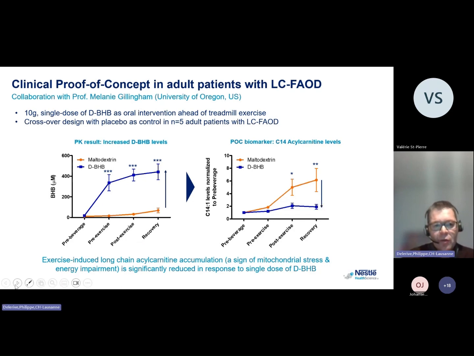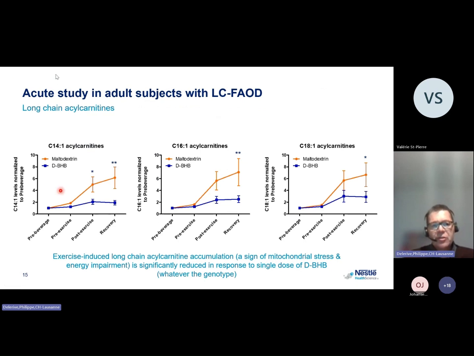This is true across all the species we looked at. Here I show you unsaturated long-chain fatty acid acylcarnitines, C14-1, C16-1, C18-1. It's also true on the hydroxy ones, which are considered the most toxic ones. And you see that across the board, even though the number of patients is very small in that small pilot study, we do have pretty nice results and a clear PK-PD relationship in that study.